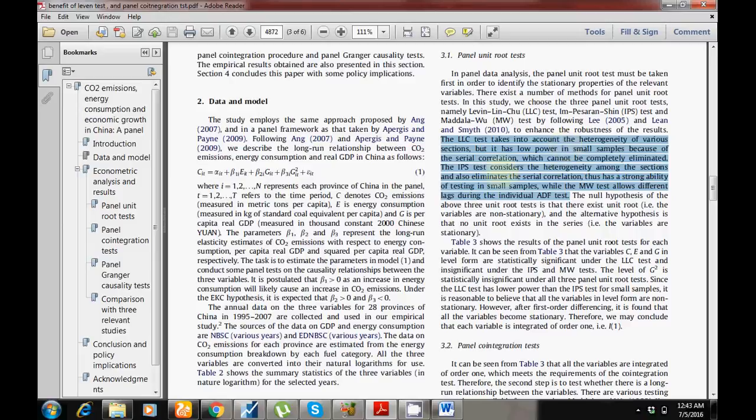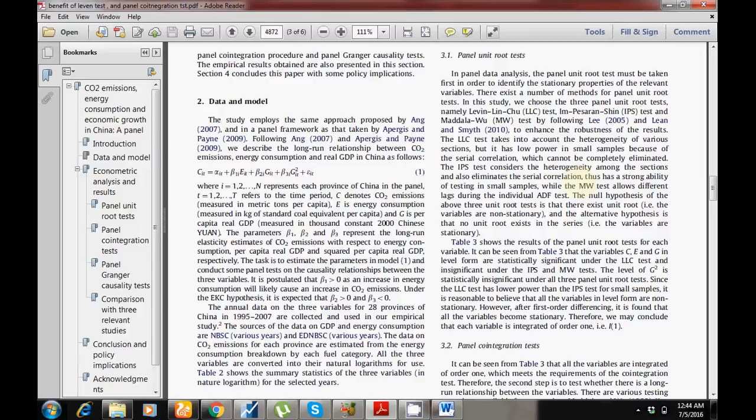But if I talk about the IPS Im-Pesaran test, it also takes heterogeneity into account, and even when we have a small sample size, it covers serial correlation as well. So guys, that's why we need many other statistical tests to check the stationarity of data. Each test has some flaw and some weakness. To overcome the weakness of the first method, we generate a second method. So that's why we have different methods. We can choose even a single one, or for a double check we can use more than one test.